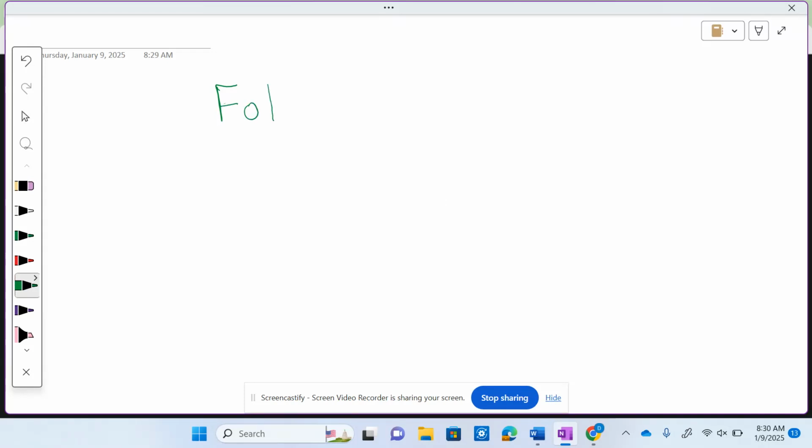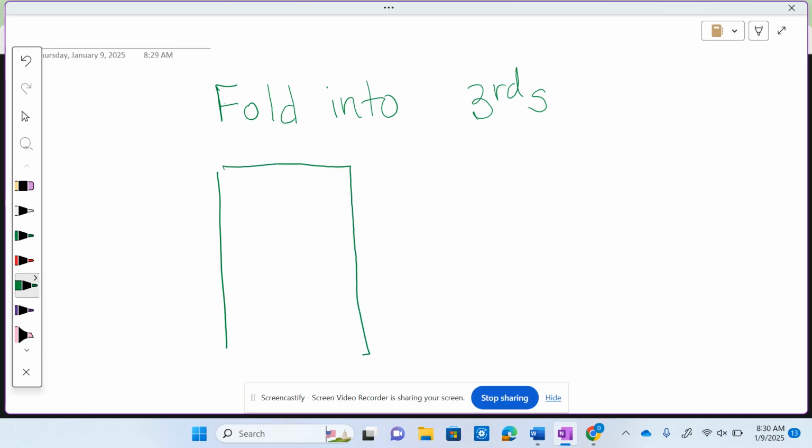For our one pager, we're going to fold into thirds. So my book actually has the front page says Math 1, semester exam, one page. Okay. So you guys, are you with me? Okay. So let's just talk about Unit 1.